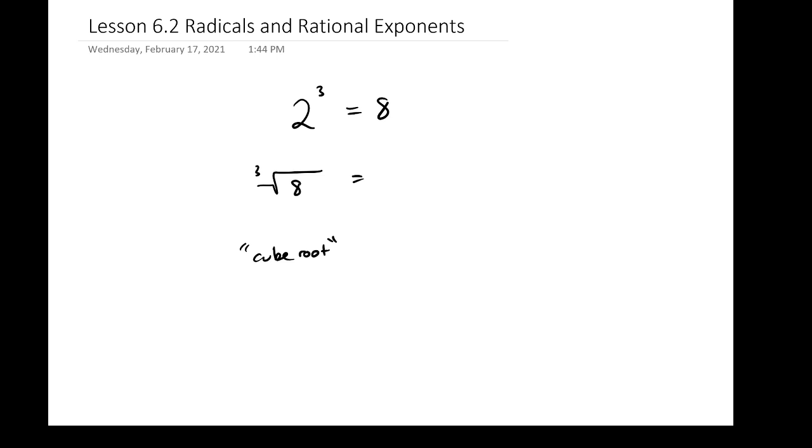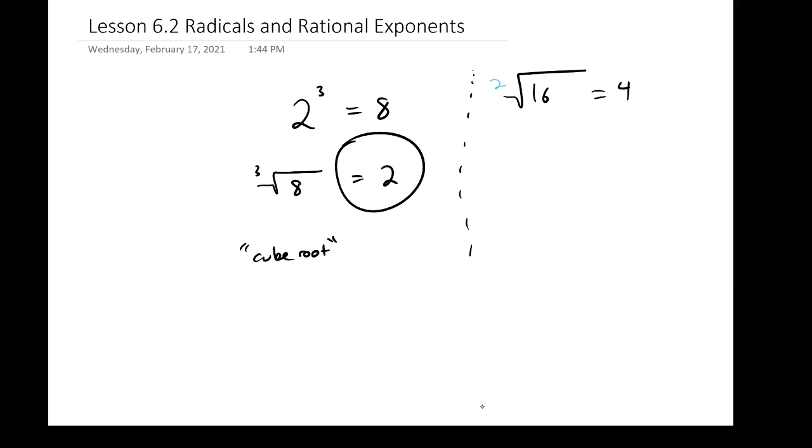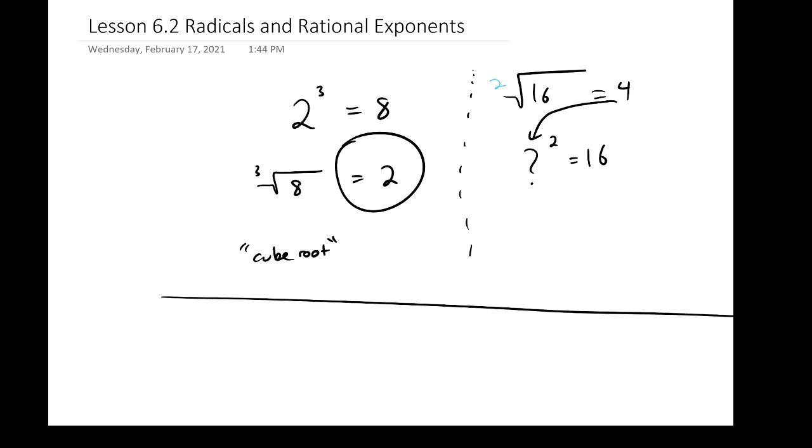So what we have here is the third root of 8. In other words, what to the third power will give you 8? And that, of course, we already know is 2. Think about this: if you have the square root of 16, which you've probably memorized as 4, it's saying that what to the second power is equal to 16. And of course, in this case, that's 4.